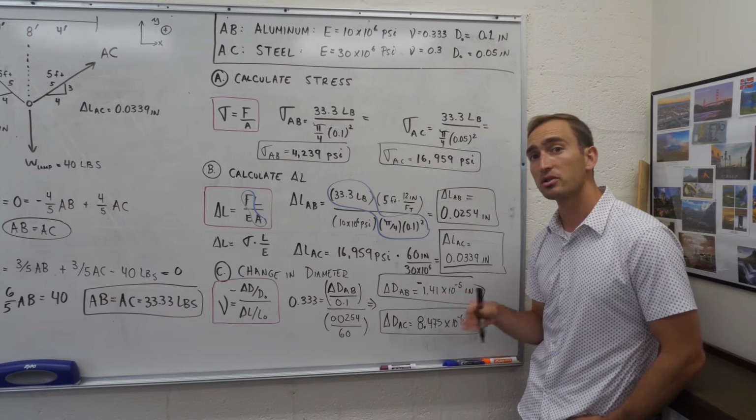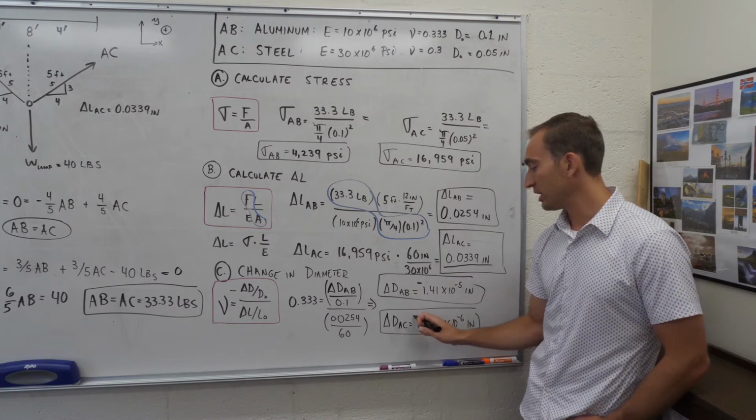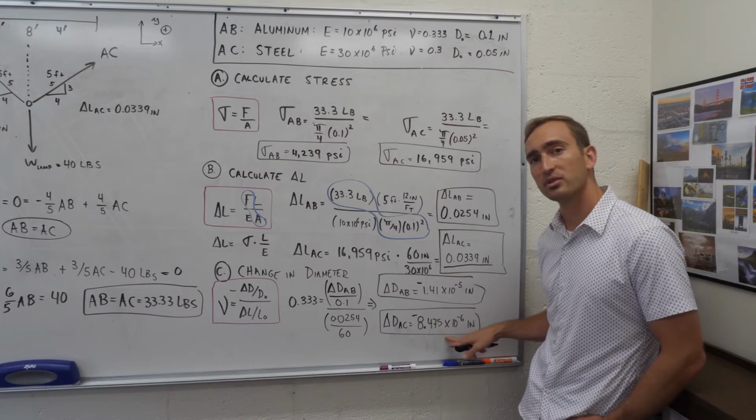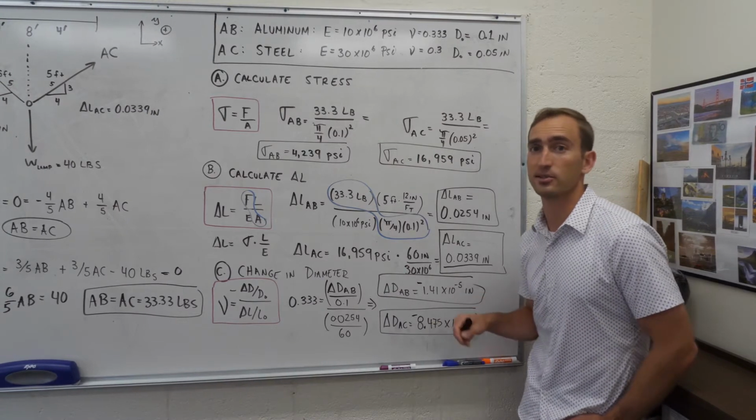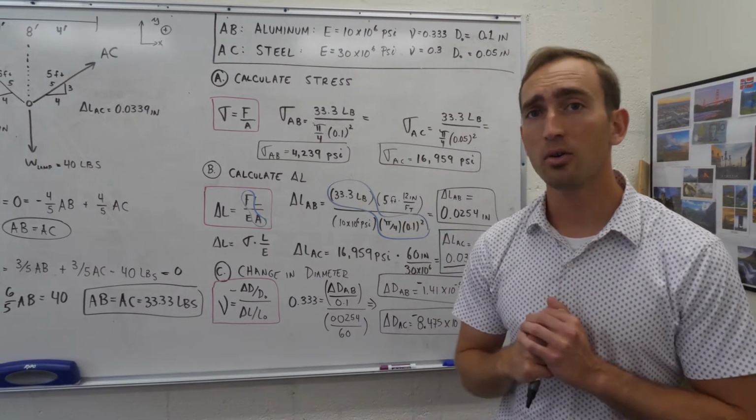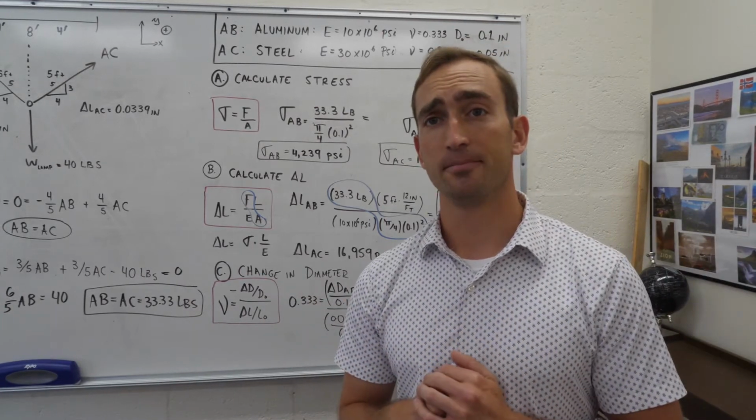Plugging in pretty much the similar numbers for cable AC into this exact same equation, you'll see that on the solutions that I post. You'll get that the change in diameter of AC is negative 8.475 times 10 to the negative 6 inches. And that's it. There you go. That's how you did this old exam problem.